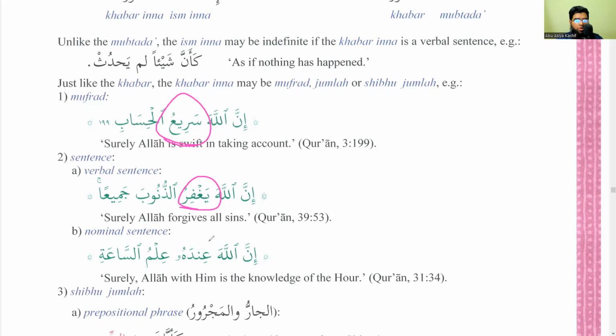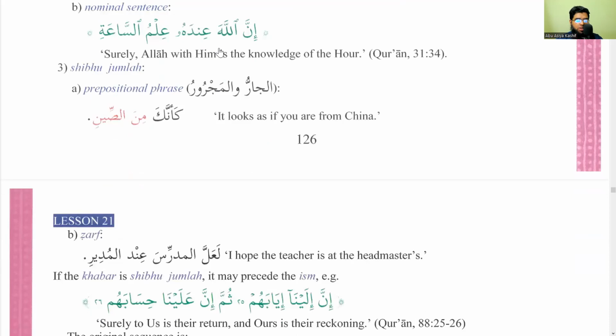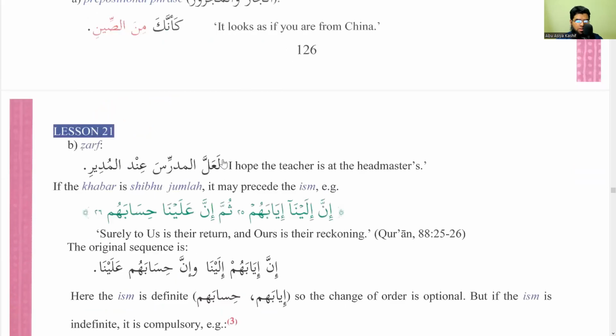And then it could be a nominal sentence. Inna Allaha indahu ilmus sa'a. So where's the khabar of inna? This whole sentence, jumla ismiya. It could come as khabar. And shibh jumla also, jar majrur can also be. Kannaka minas seen. So minas seen is the khabar of kanna. We did this when we were doing the lesson. All this is la'alla al-mudira indal mudiri. This thing is the khabar of la'alla.